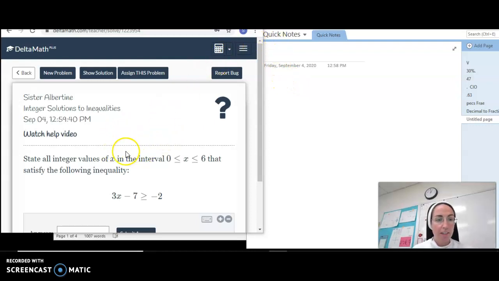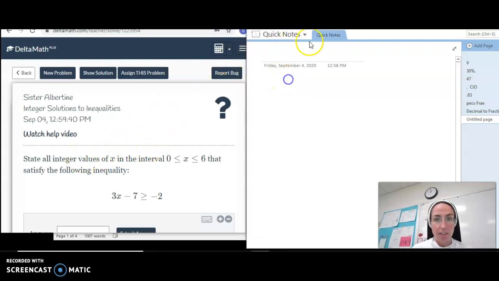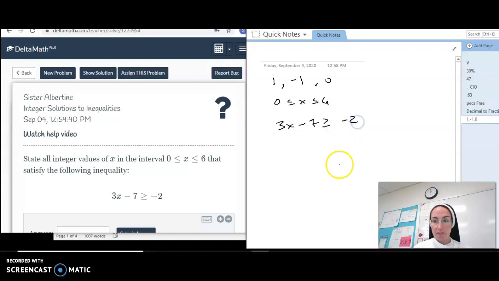So the question's asking for all the integer values of x. Just real quick, what's an integer? That's anything like 1 or -1, including 0. And it gives you an interval, between 0 and 6, that make this statement true: 3x minus 7 is greater than or equal to -2.